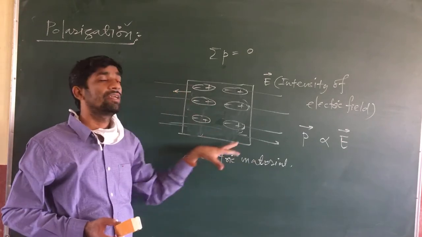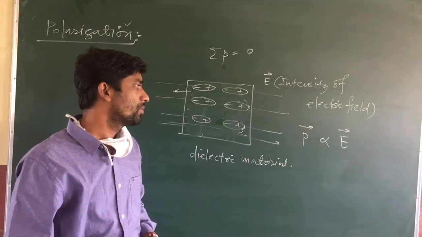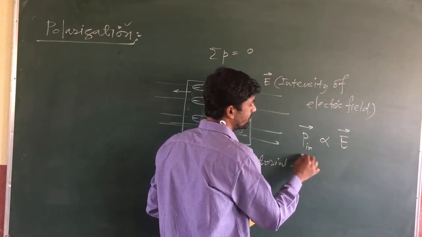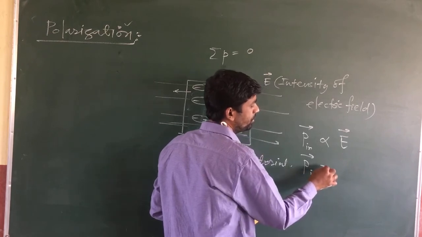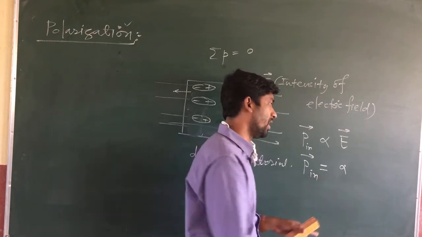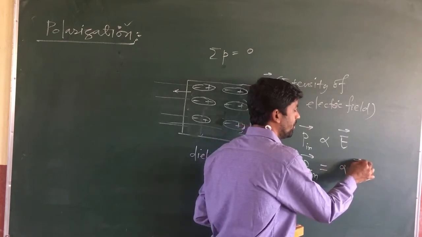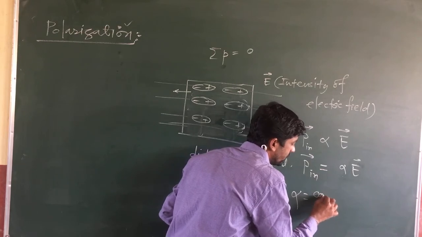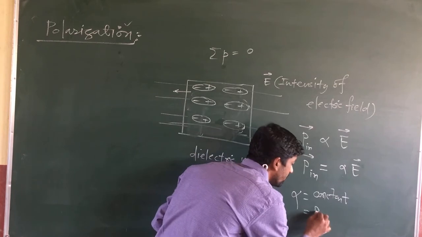And the dielectric material is said to be polarized. So this induced dipole moment, if you take an equals sign, has a proportionality constant, alpha, multiplied by E. What is E here? E is your external electric field. This alpha is a constant, and this constant is known as the polarizability constant.